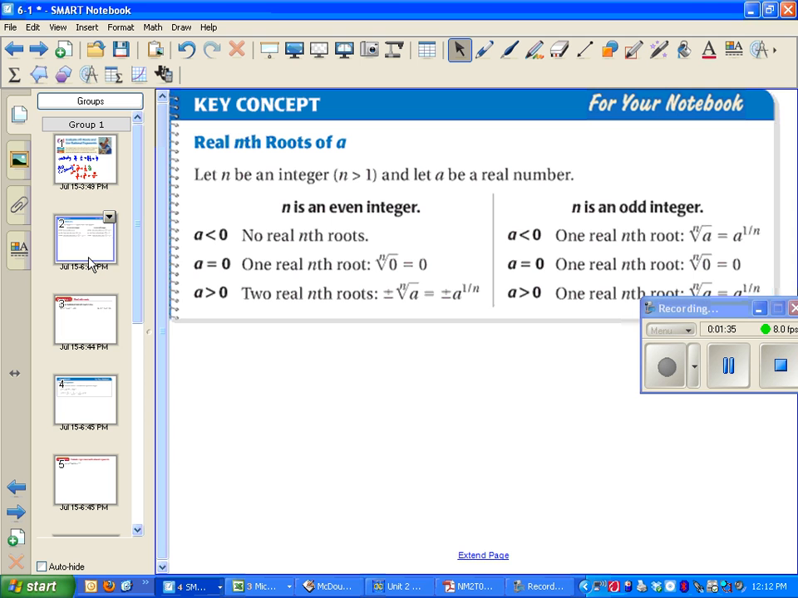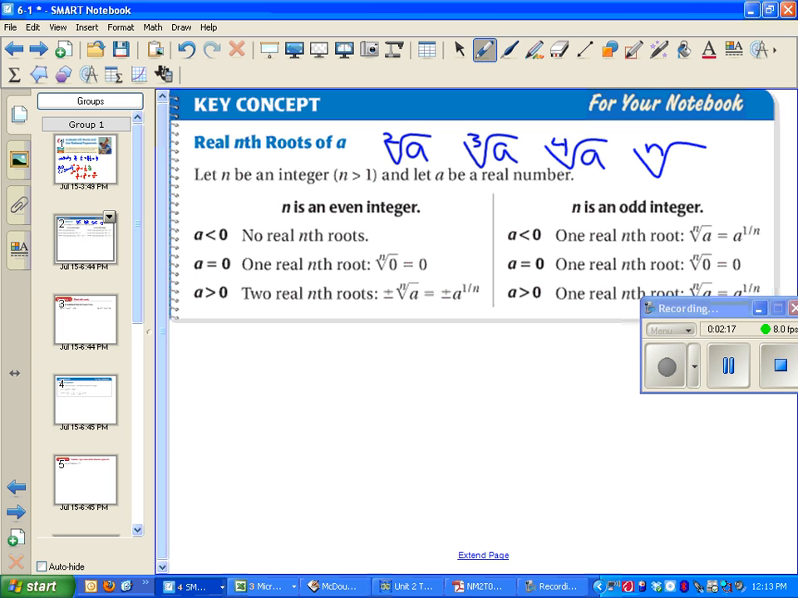All right, so this key concept, real nth roots of A. So pause the video, read through that. And then what this means is this n is an even integer. So nth roots would look like this if n was the root. So normally we deal with square roots. With square roots, we don't actually put anything, but there should be a 2 right there. This would be a cube root of A. So in this case, the 3 is an odd integer. So we have 4th roots of A, and then nth roots of A. So that's what it's talking about.